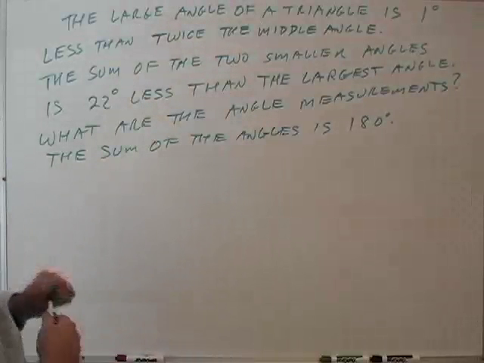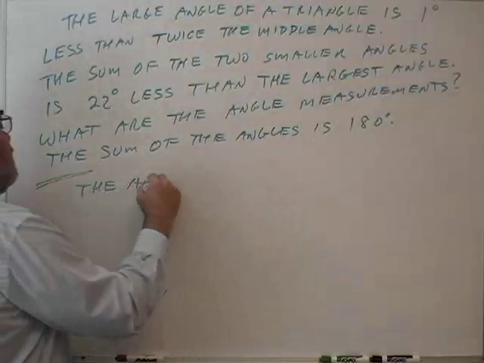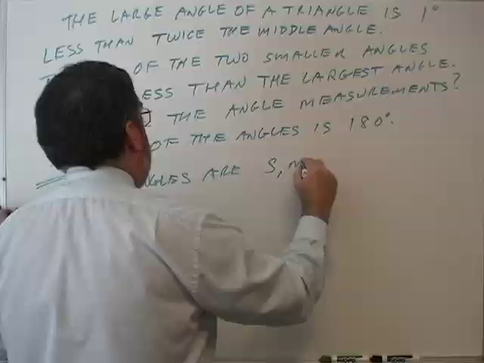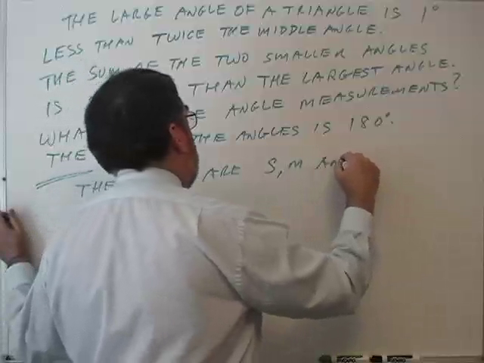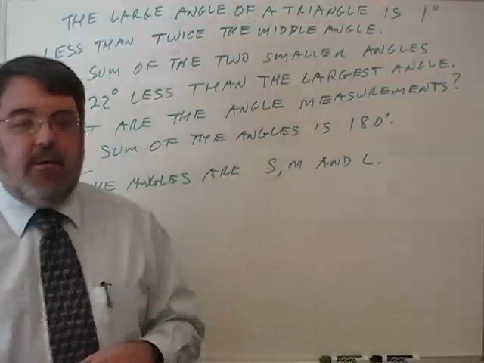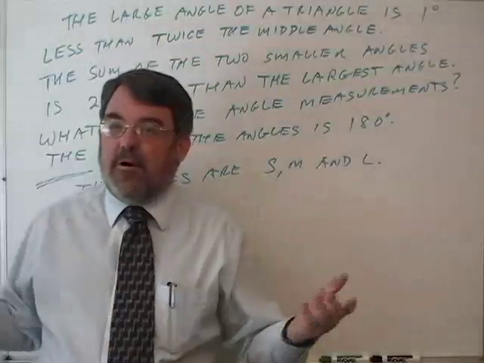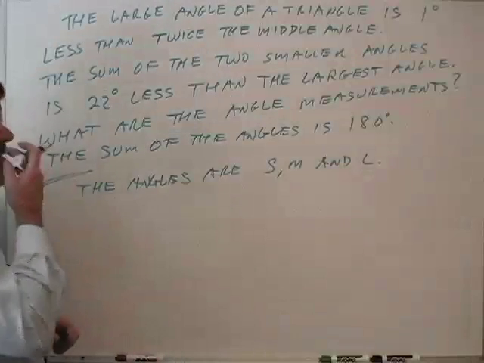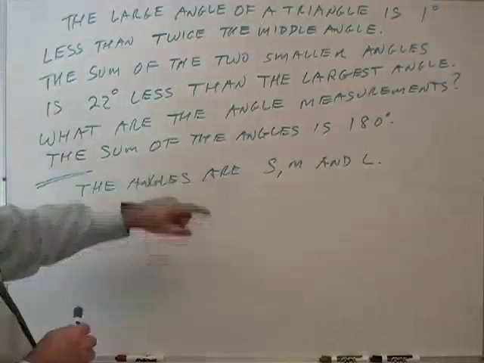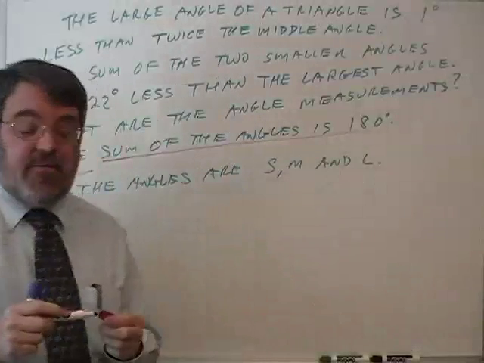My angles are S, M, and L. Small, medium, and large. So I always like to define variables in word problems, but hopefully this is kind of clear. Small, medium, large are the measurements of the angles. Okay, so I have the three letters I'm trying to solve for, and the sum of the angles is 180 degrees. That's the easiest piece of information to dispense with.